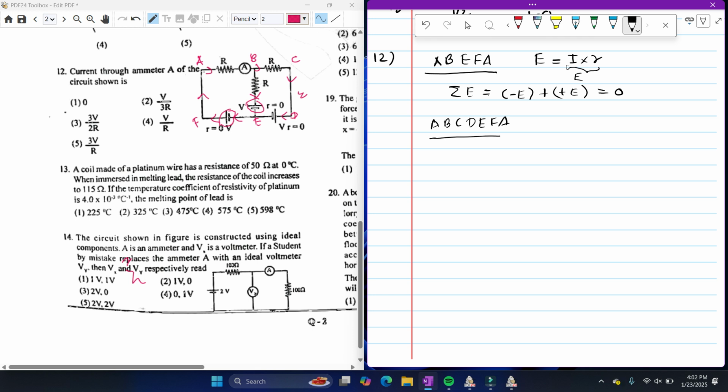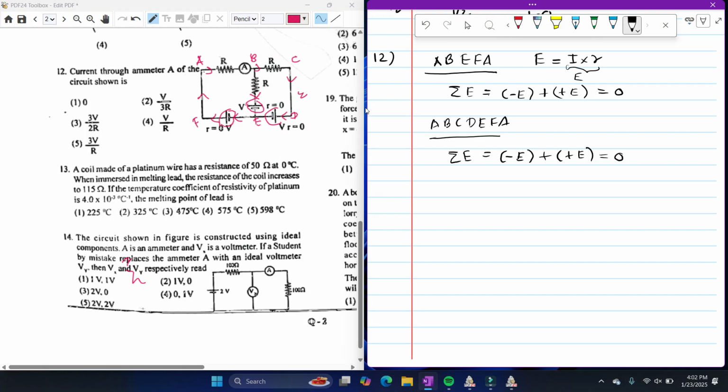ABCDEFA route. They are also the same scenario. Let's check. Starting from A, we go like this, like this, like this, and then enter from the positive terminal. That is a negative V, obviously a negative V. Then again continue our journey from there, then you exit from the positive terminal. Exiting from the positive terminal is positive. So the summation is again 0.